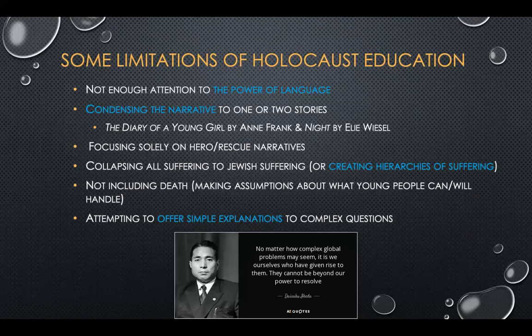So I'm a big fan of a spiral curriculum where we start introducing these concepts early to children in kindergarten and second grade, and then we move up and their understanding of the complexities of the Holocaust really increases over time. And not including death, so making assumptions about what young people can and will handle. I will say that the majority of the books that I'll share with you do include death in some way, and I can talk a little bit about how authors and illustrators do that.